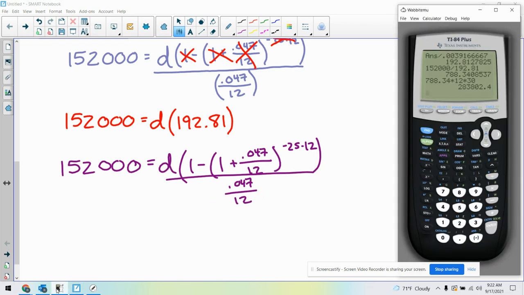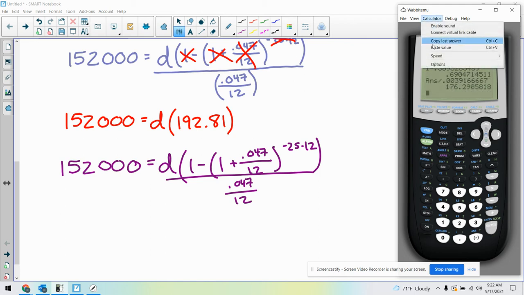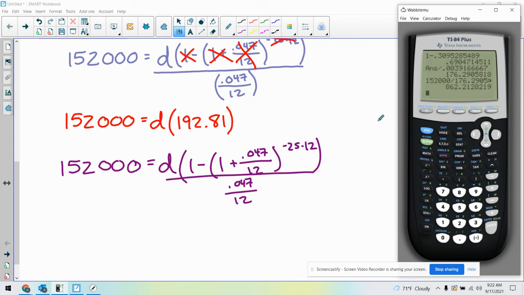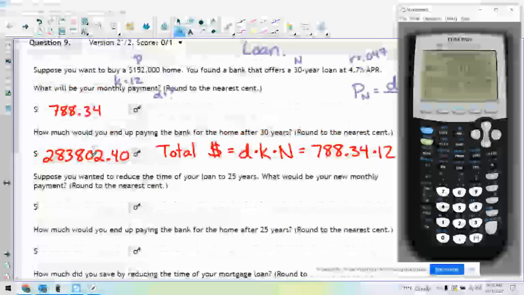Now, I'm just going to run through this again. 0.047 divided by 12 plus 1, raised to the negative 25 times 12. 1 minus that, divided by my original decimal. And then I'll do both sides divided by that. So we'll do 152,000 divided by that. My payment is $862.21.